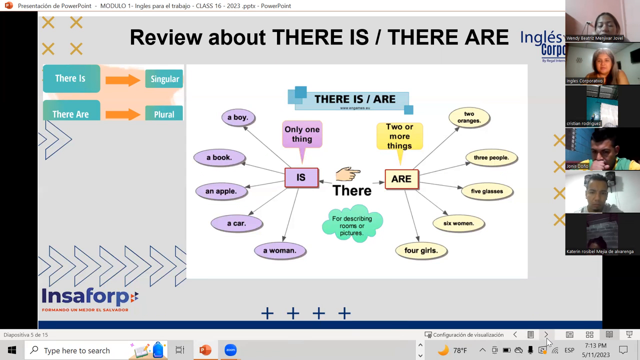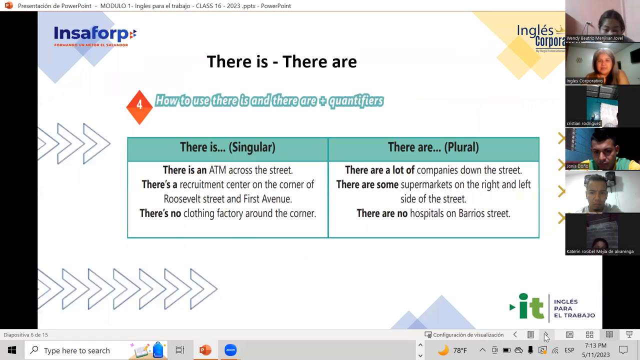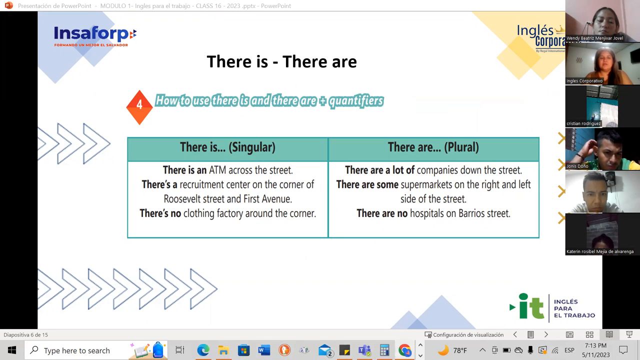Okay, we're going to continue giving some examples. According to the material that you have, here we have examples, okay? With there is, that is singular, there is an ATM across the street. Do you know what is ATM? Do you know what is that? Es un cajero automático. Correcto, un cajero automático. Dice que hay un cajero automático cruzándose la calle, right? Significa automatic teller machine, okay? Eso significa ATM, que es transacciones bancarias, okay?